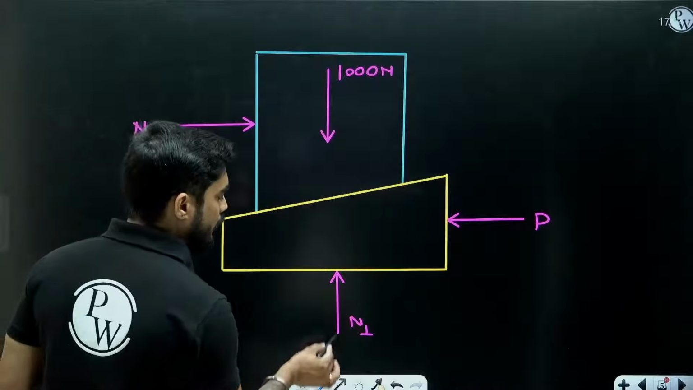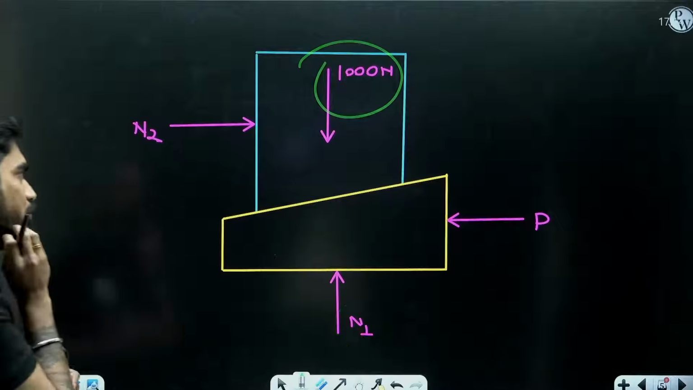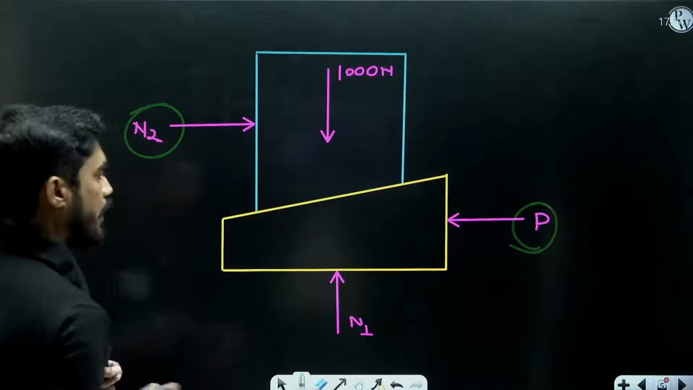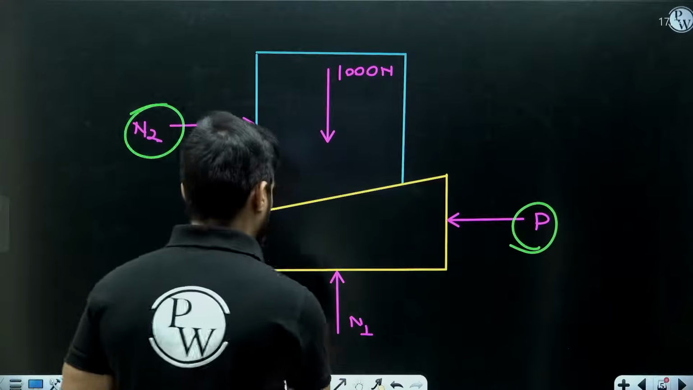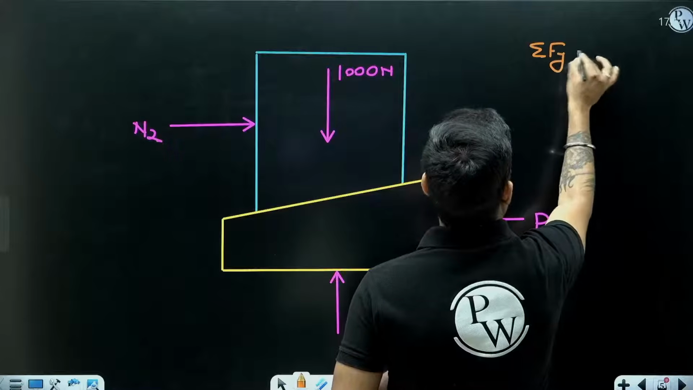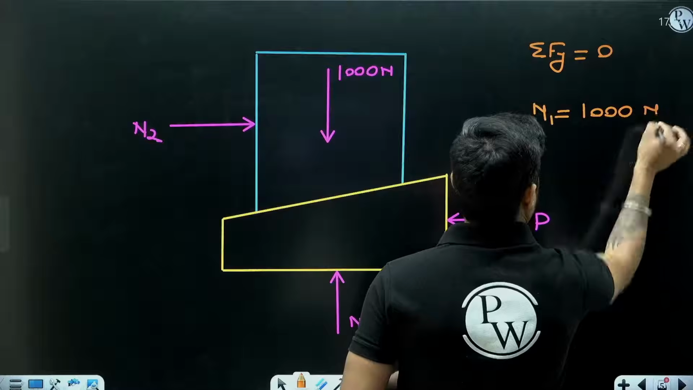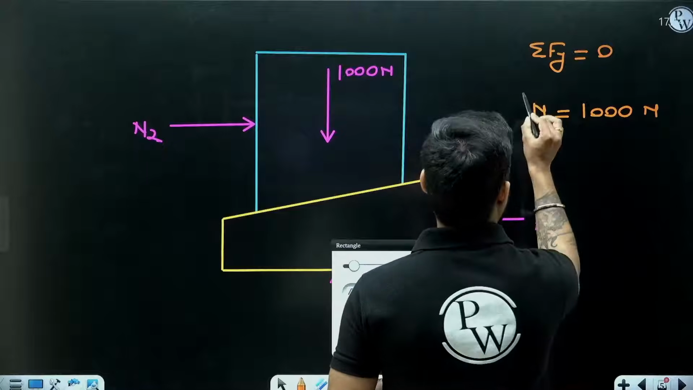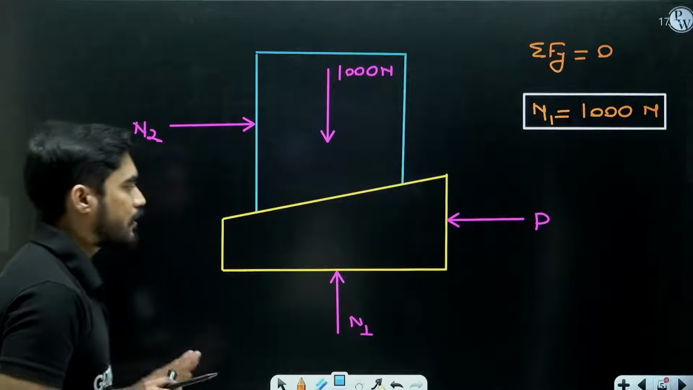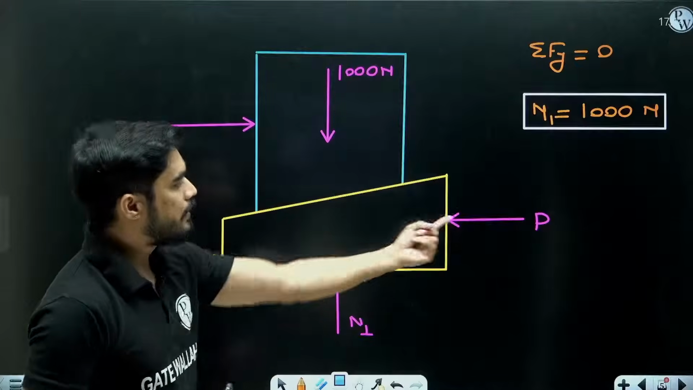Summation of Fy equals 0 will give you N1 equal to 1000 Newton, right? And summation of Fx equals 0 will give you P equal to N2, right? Now understand how I am going to solve this problem. From summation of Fy equals 0, N1 will be equal to 1000 Newton. So I have got the value of N1. Now what I am going to do is draw the FBD of only this wedge, and from there I will get the value of P.